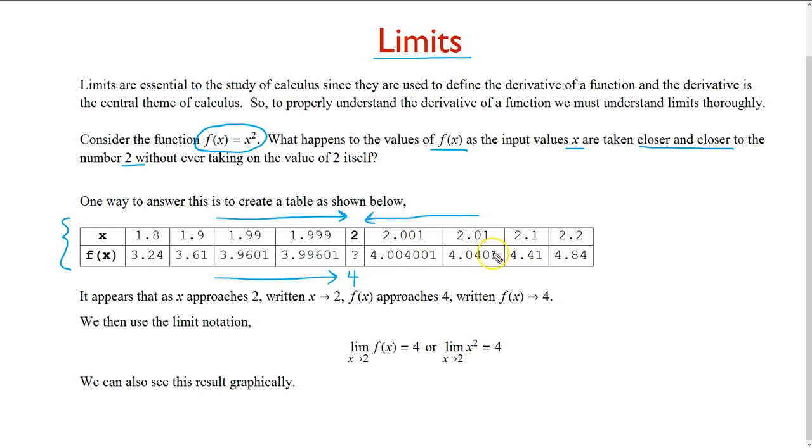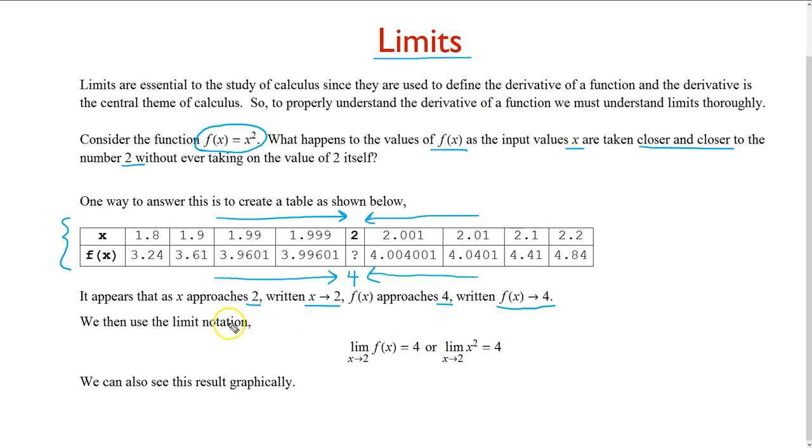But we also have to check that the same thing is happening as x approaches 2 from the right. If we look at the function values there, we have 4.84, 4.41, 4.04, 4.004. Yes, it looks like they are also getting closer to the number 4. So from this table, it appears that as x gets closer and closer to the number 2, written like this, x with that little right arrow, 2, the function values f of x are getting closer to the number 4, and we'll indicate that like this sometimes.